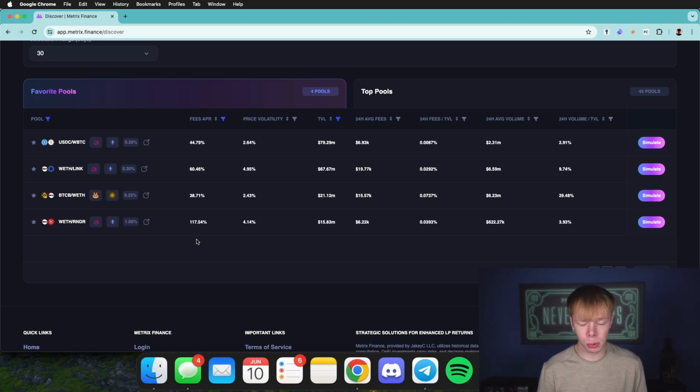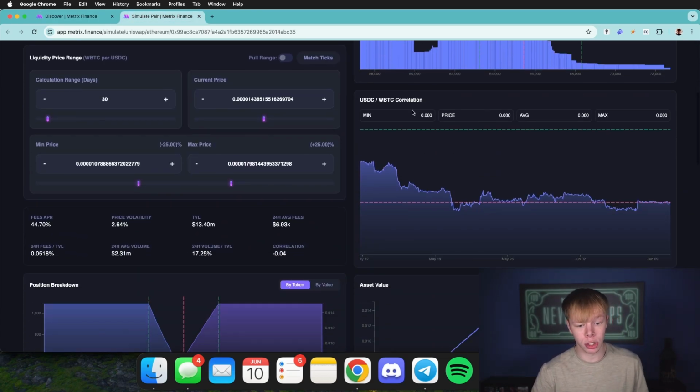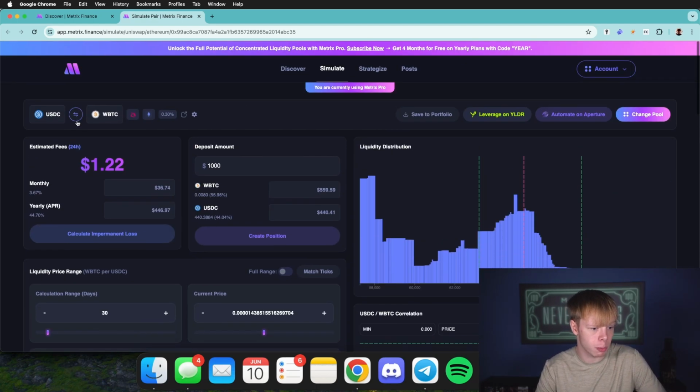But I have 4 different pools here, so I want to go ahead and show you guys a couple different examples of how you can go in and start to simulate these. So first things first, we're just going to pull up the simulation page, and from here what we're going to do is we're going to start to identify the range that we want to use for this pool.